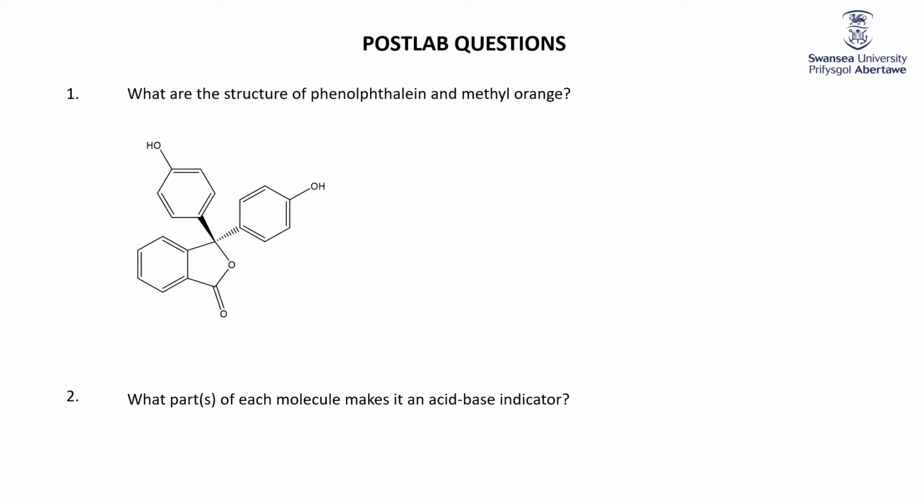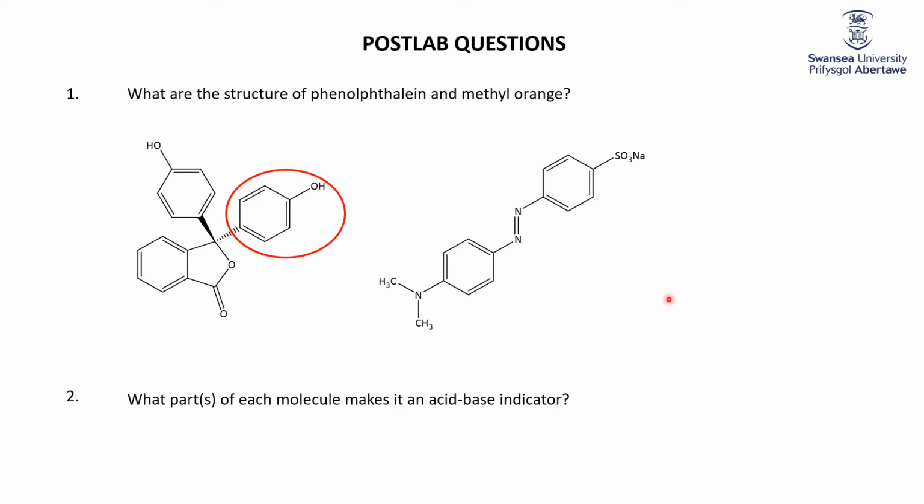But there's phenolphthalein and there is methyl orange. Methyl orange is a diazo compound, and you'll study that when you get into your year 13 if you haven't already started it. Parts of each molecule make it an acid-base indicator. Well, indicators are weak acids, so they've got to have either an acidic proton or the ability to accept an acidic proton. In phenolphthalein, it's that OH there.